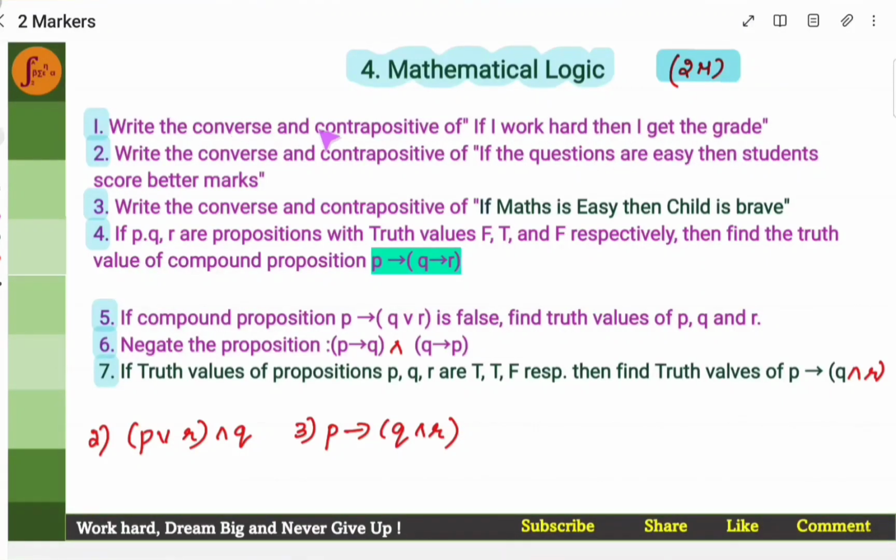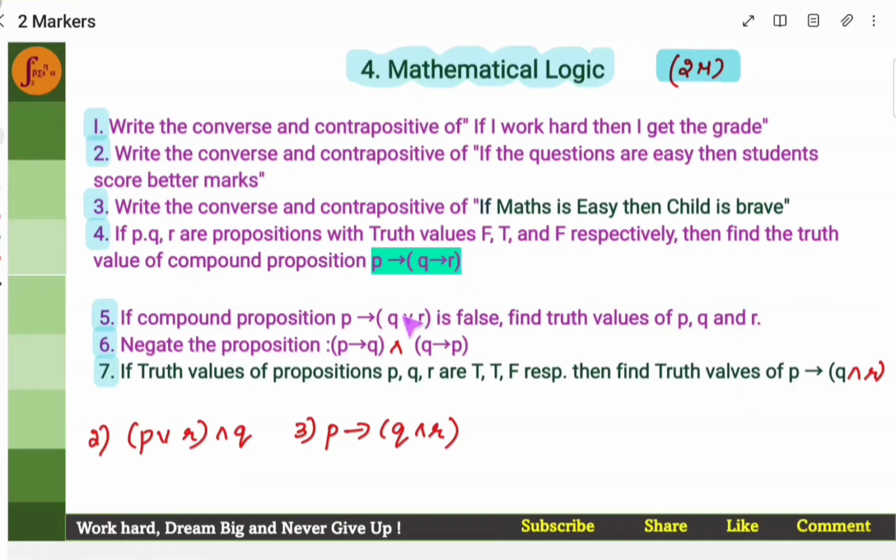You'll have to find the converse, inverse, and contrapositive. Then the other type of problem would be where the truth values of the propositions are given. Say the propositions are P, Q, and R. The truth values are given. Now, using the truth values, you can find the truth value of this entire compound proposition.